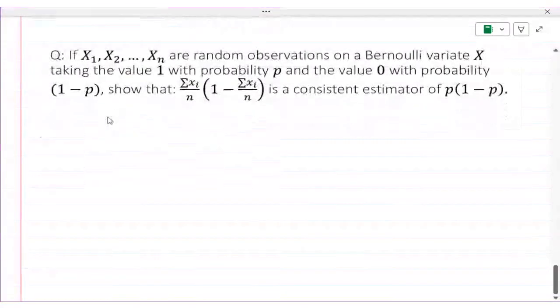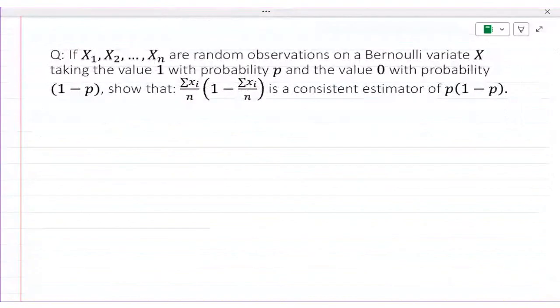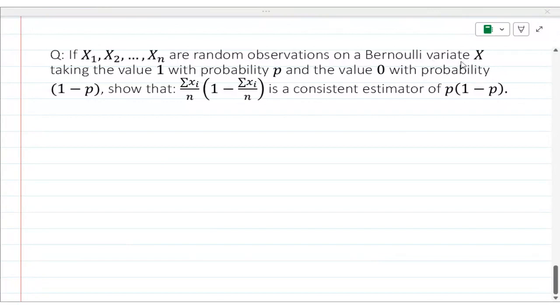The question is: if x1, x2, ..., xn are random observations on a Bernoulli variate X. Okay, so these x1, x2.